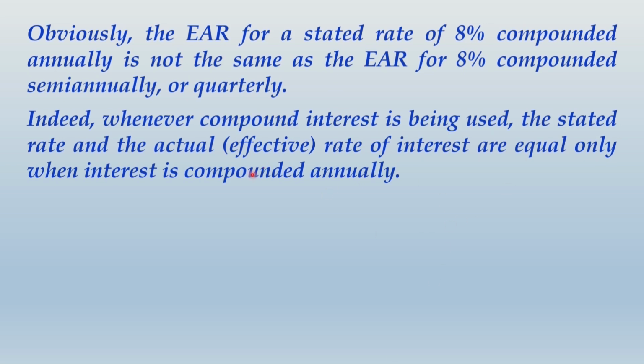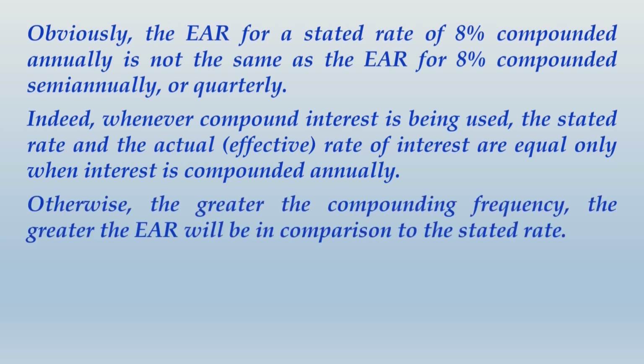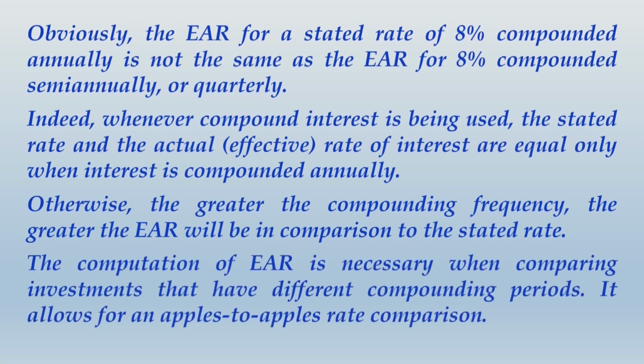So you should notice this point very well, that the stated rate and effective annual rate will be the same only and only when the frequency of compounding is only once in a year. I have explained this to you earlier as well. Otherwise, the greater the compounding frequency, the greater the EAR will be in comparison to the stated rate. The computation of EAR is necessary when comparing investments that have different compounding periods. It allows for an apples to apples rate comparison.